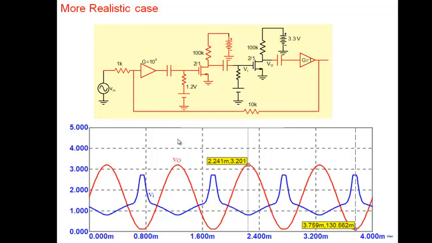Sir, is this also a very good technique for noise reduction? Feedback helps in noise reduction also. Yes.